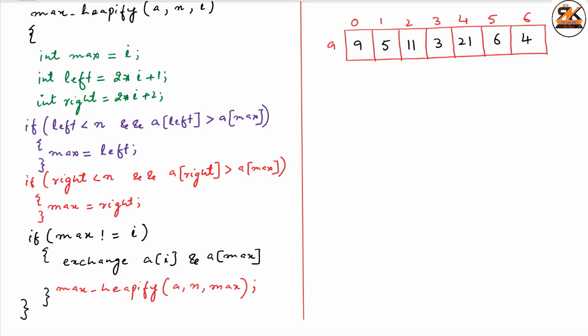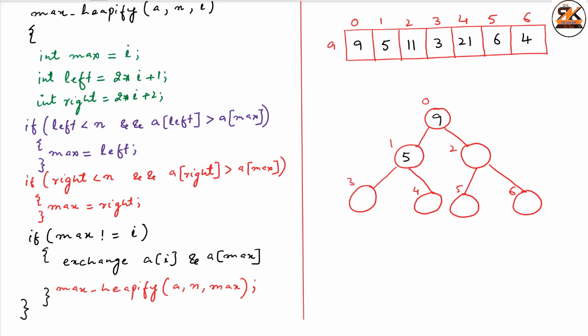And let me create the tree of this given array. The elements are 9, 5, 11, 3, 21, 6 and 4. Okay, so when we call this procedure, we pass here in this procedure the array.